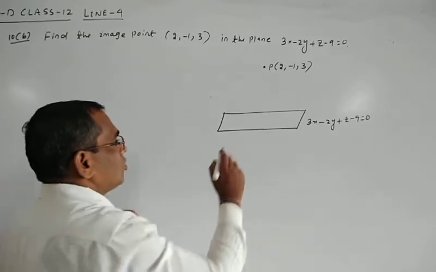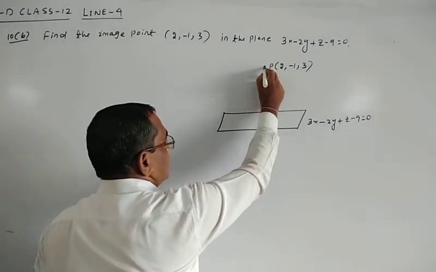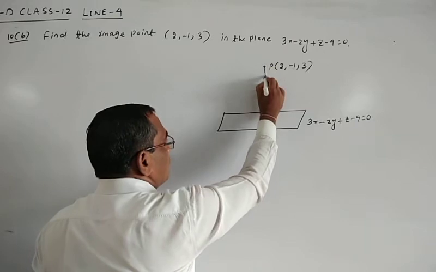So first we draw the perpendicular line from this point P to the plane.